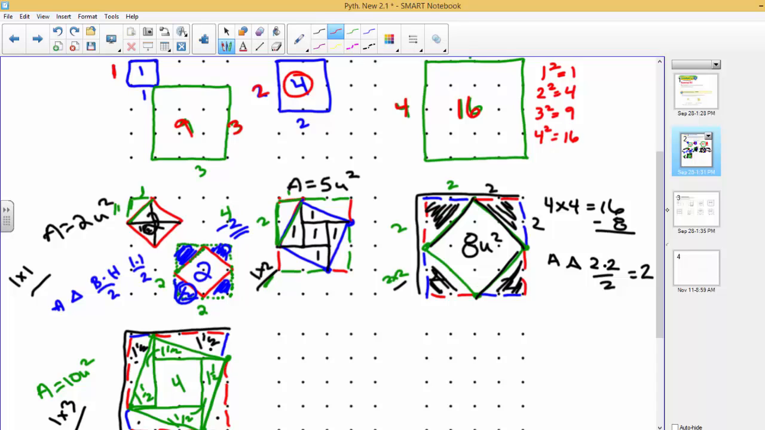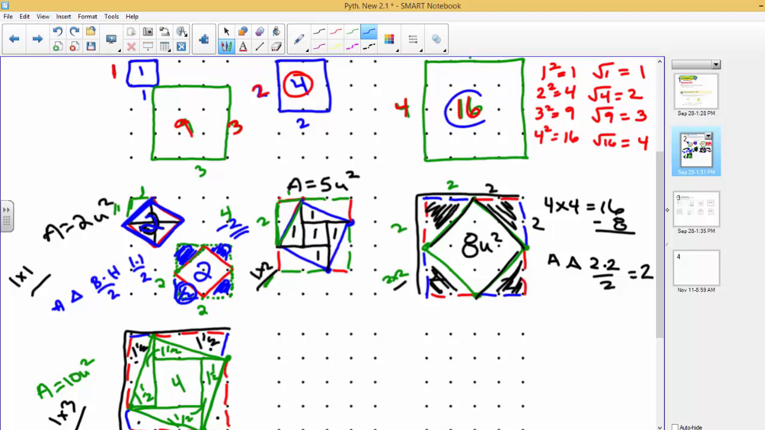What's special about the big numbers is that the square root of 16 gives you 4, the square root of 9 gives you 3, the square root of 4 gives you 2, and the square root of 1 gives you 1. So these are all perfect square roots. So how do you suppose we would find the side length of a tilted square that has an area of 2?